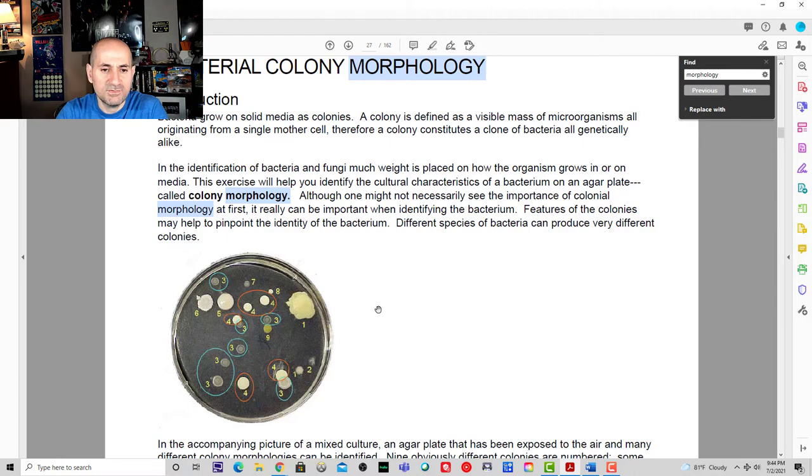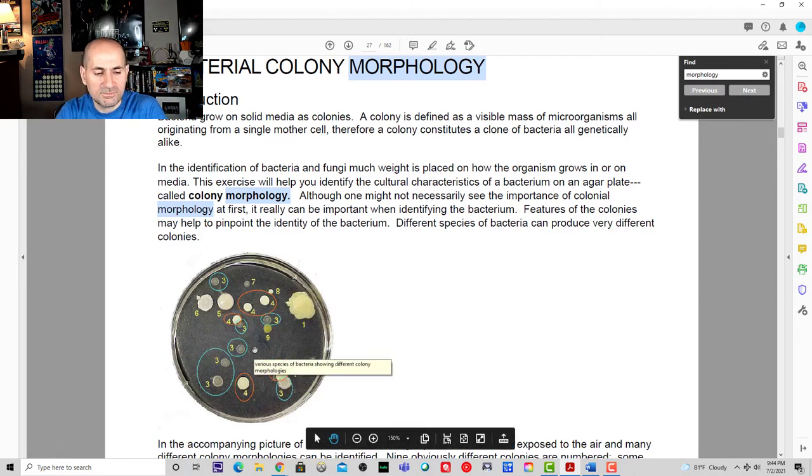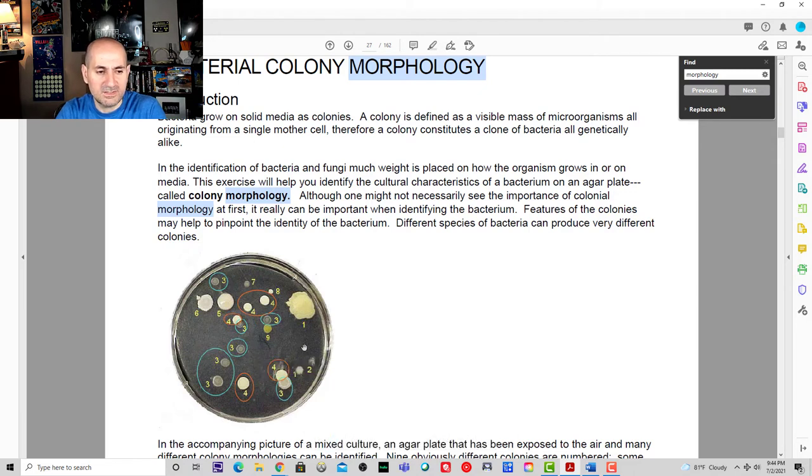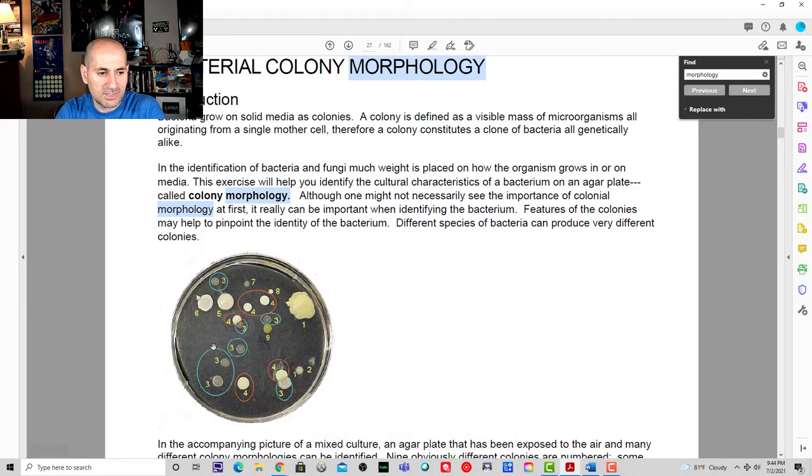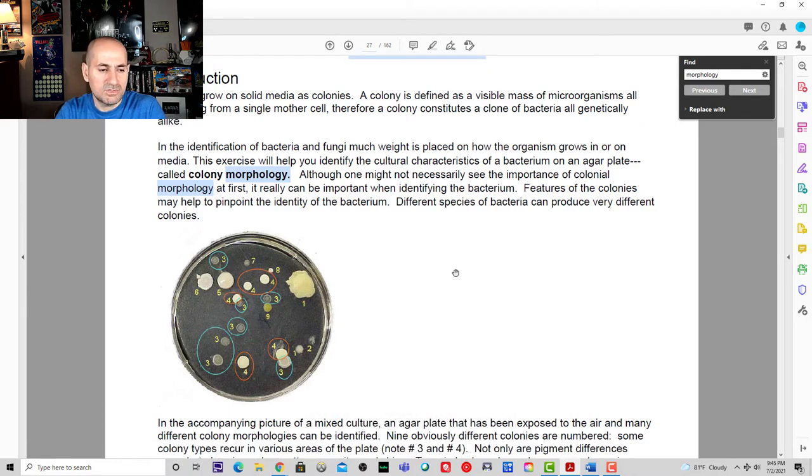So if I were to give you on the practical a plate like this and say, how many different species are represented on this plate? 1, 2, 3, or 4 or greater. What would you say? Well, you should say 4 or greater, because there's like 8 different types of colonies on this plate based on their morphology. Does that make sense? But what if I gave you a plate and it had 2 different types, like the type here that's labeled 3, and then the type here that's labeled 4, and the whole plate looked like 3 and 4. What would you say about that plate?